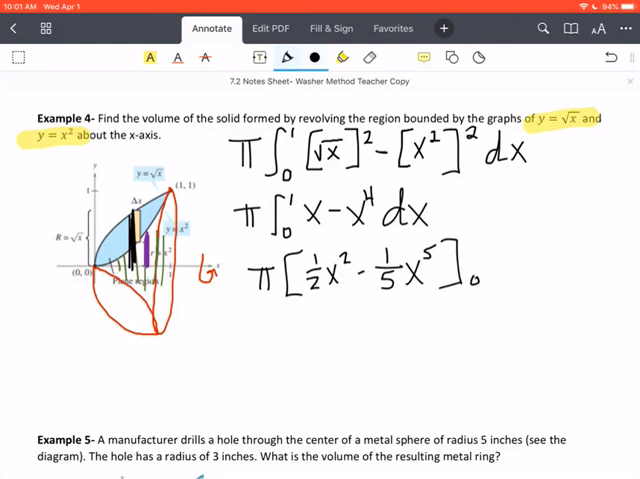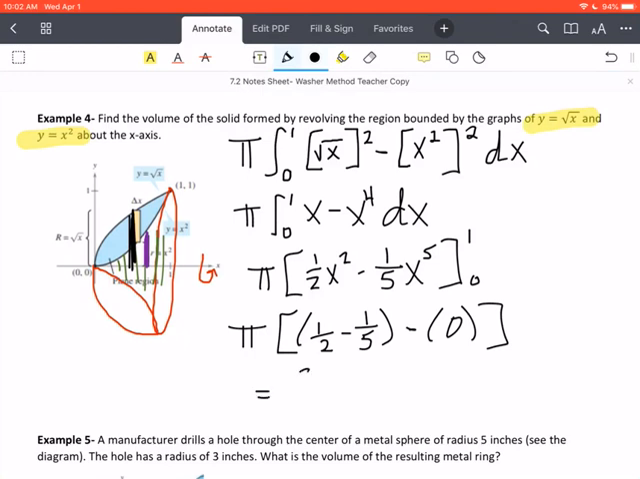And we're going from 0 to 1. I love when 0 is there with all the x's. So we have pi times, let's see, 1/2 minus 1/5. I love taking 1 to a power. And then we have subtracting. When we evaluate for 0, everything is 0. So when I take 1/2 minus 1/5, I get 3/10. So I end up having 3 pi over 10 units cubed.